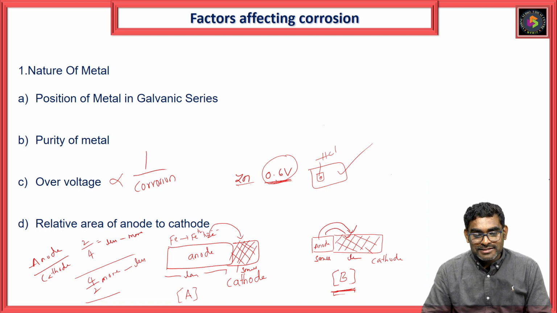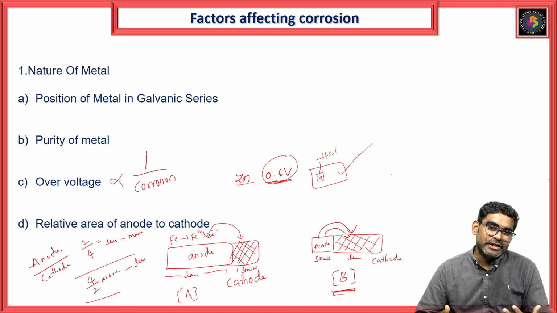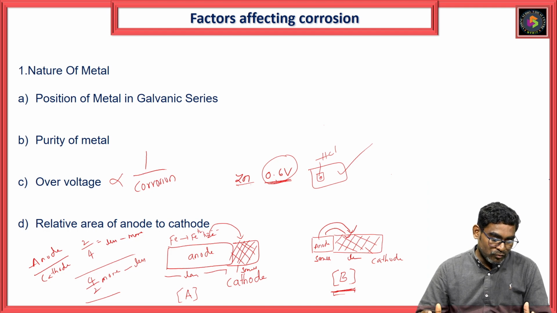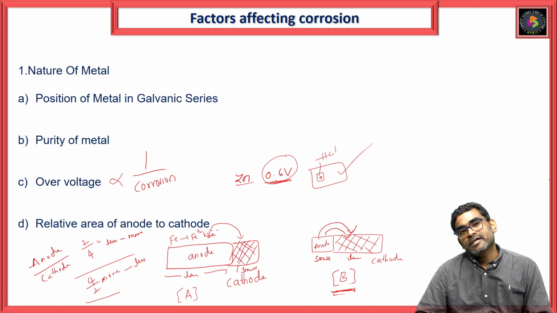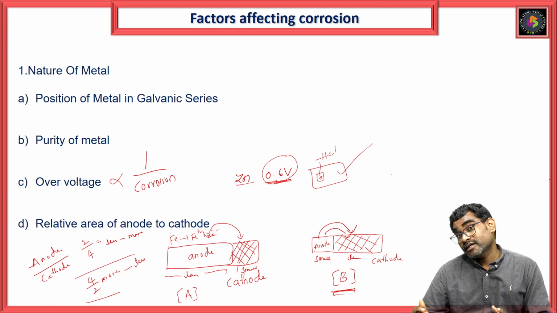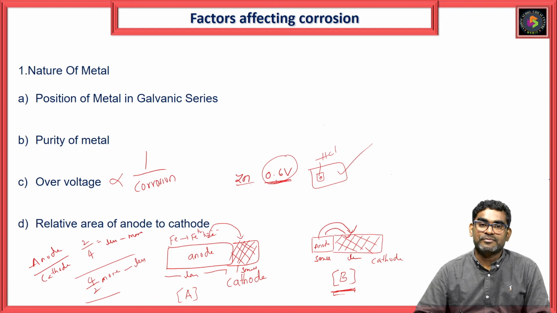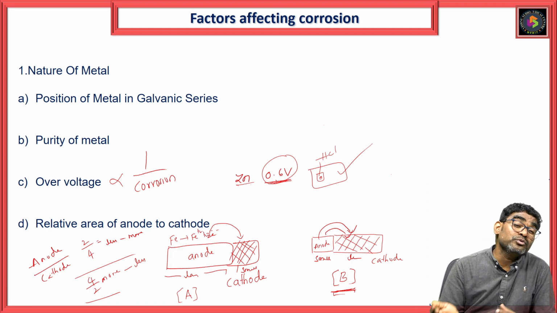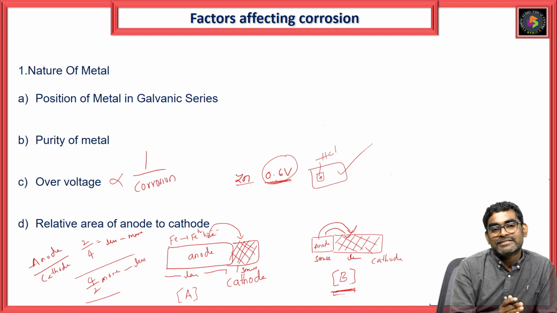Okay, so likewise, the extent of corrosion depends on the nature of the metal. On the surface, what is the area of the anode and what is the area of the cathode? Always, when the anode area is large and the cathode area is small, the rate of corrosion is less. But whereas when the anode area is small and the cathode area is large, intensified corrosion takes place. So these are the factors with respect to the nature of the metal that influence corrosion.